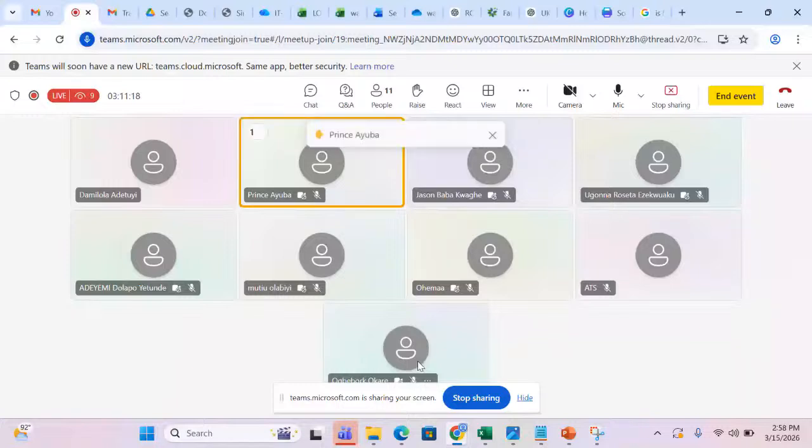Hello? Please, your hand is up, Mutiu. Yes, can I go ahead? Yeah, you can. Good afternoon, and thank you very much for the class. I just want to confirm, if you want to write the exam, is there anything that we still need to do, maybe how to prepare and how to register, before we write the exam?